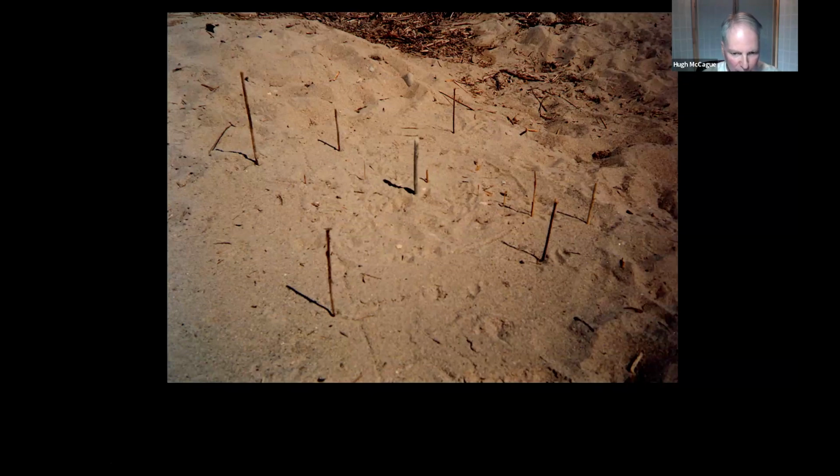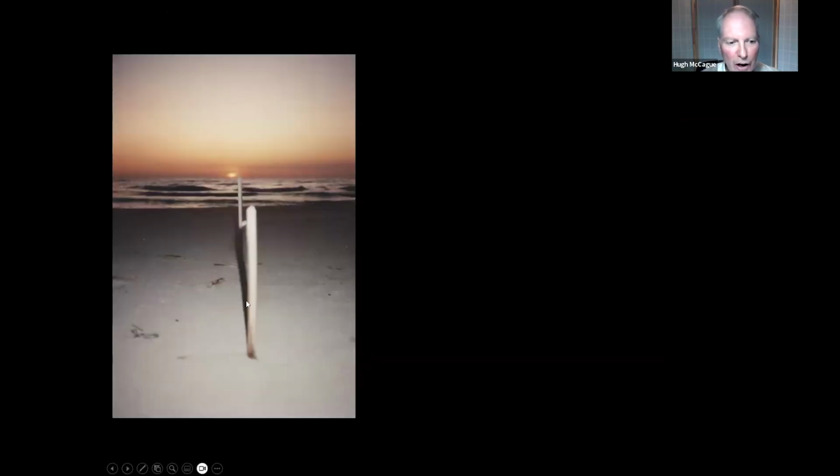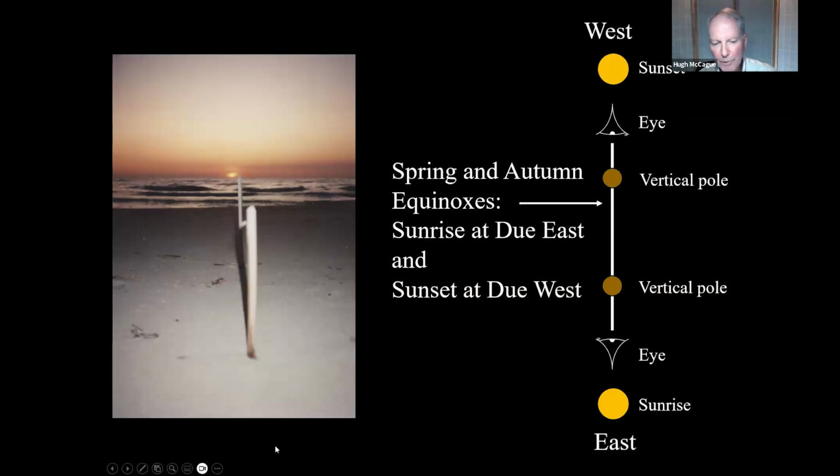I also wanted to show you another experiment that I did on the shores of Lake Michigan. This is looking to the west. It was right around sunset. I set up two poles and laid them down on the sand, and I aligned those poles with the setting sun. This is a very important relationship to what's happening tomorrow with the spring equinox, but also relates to the autumnal or fall equinox.